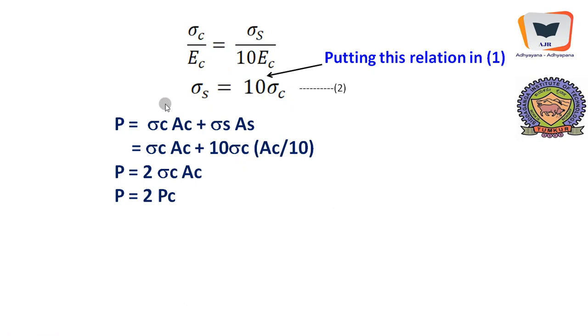If we go back with this relation to equation number 1, we substitute sigma C into AC, and in place of sigma S we place 10 times sigma C, and the area of steel is AC by 10. It is given that the area of steel is 1/10 of the area of concrete. Therefore, upon simplification, we find P equals 2 times sigma C into AC, and sigma C into AC is nothing but PC, the load carried by the concrete. Therefore, PC by P equals half. Half of the load will be carried by the concrete.